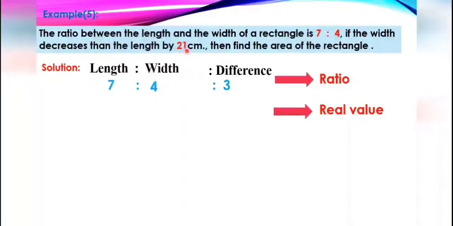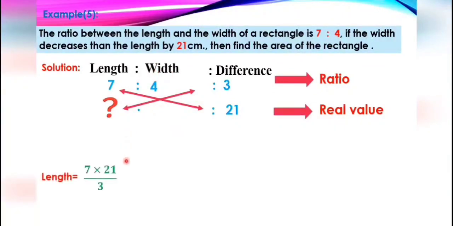And in the line of the real value, I will write the difference. 21 is a real difference, not a ratio. I will write it in the third line, 21. So now I have to find the length, which is equal, as we used to, by the cross multiplication method, 21 times 7 divided by 3. Imagine that the width does not exist. So the length equals 7 times 21 divided by 3, equals 49 centimeter.